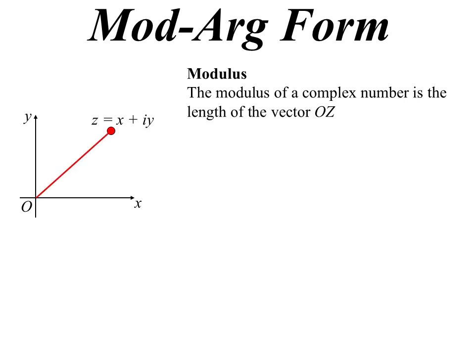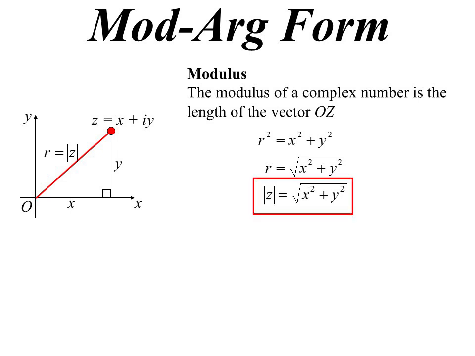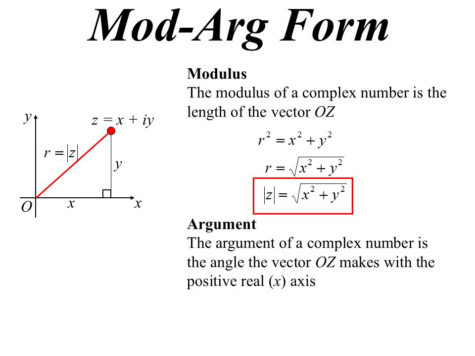So here's our complex number, x plus iy. But I'm saying, hey, I'm going to make it a vector, so I join it up to the origin. The modulus is the length of that vector, or the magnitude of that vector. And so we use that notation for modulus, same as we do for magnitude. We use those absolute value symbols. So mod z.